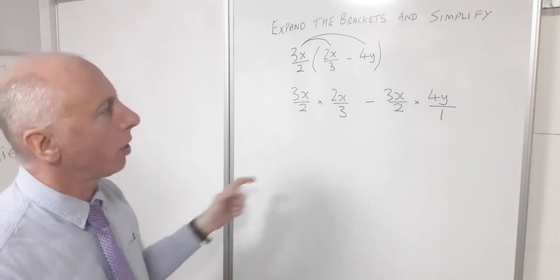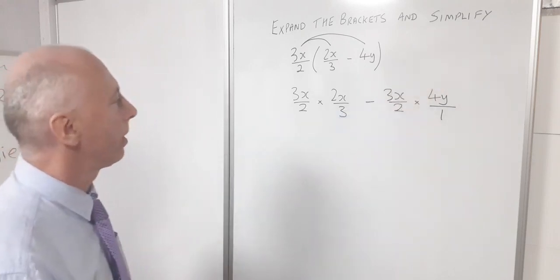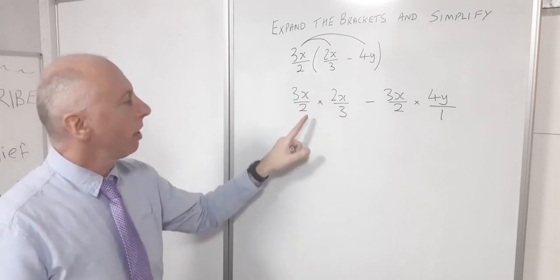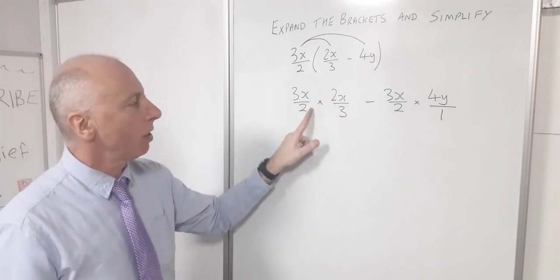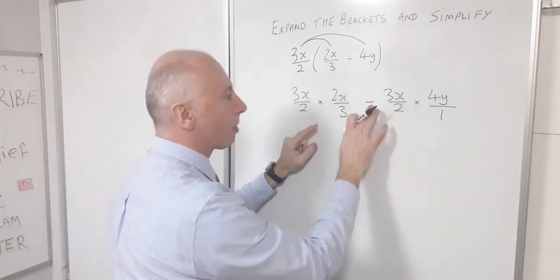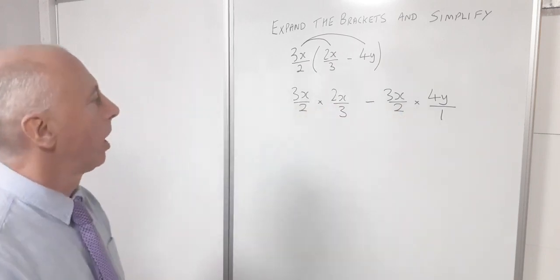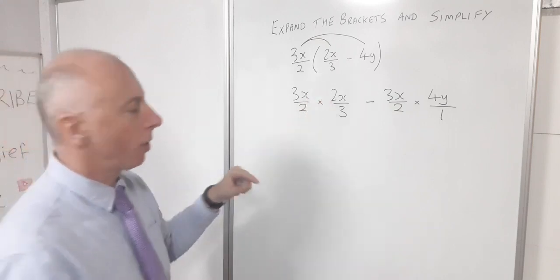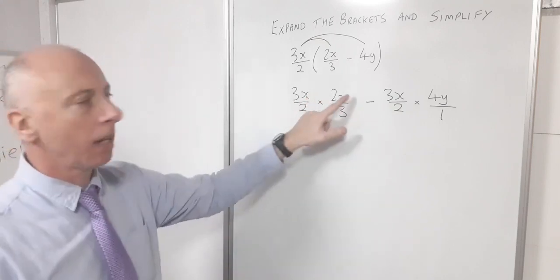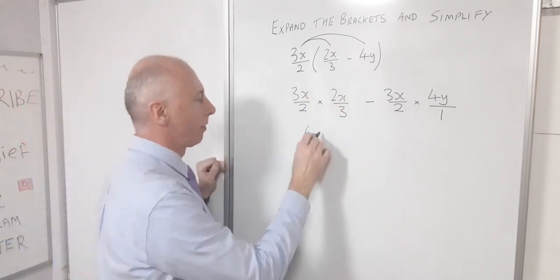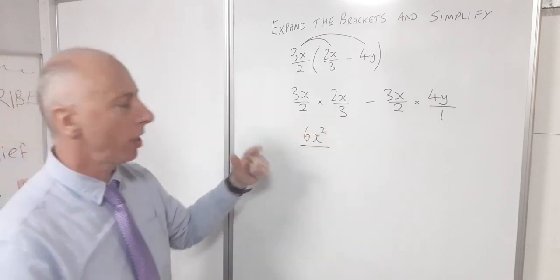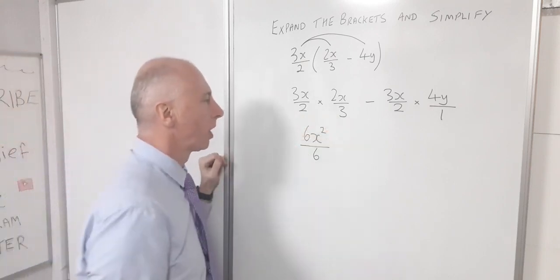Okay, so now what I need to do is to simplify as the question says. So now what I do is I can multiply across numerators and multiply across denominators where there's a multiplication sign. I can't go all the way across because there's a minus sign here. Okay, so 3x times 2x, well 3 times 2 is 6, and x times x is x squared. And then I divide that by 2 times 3, which is 6.